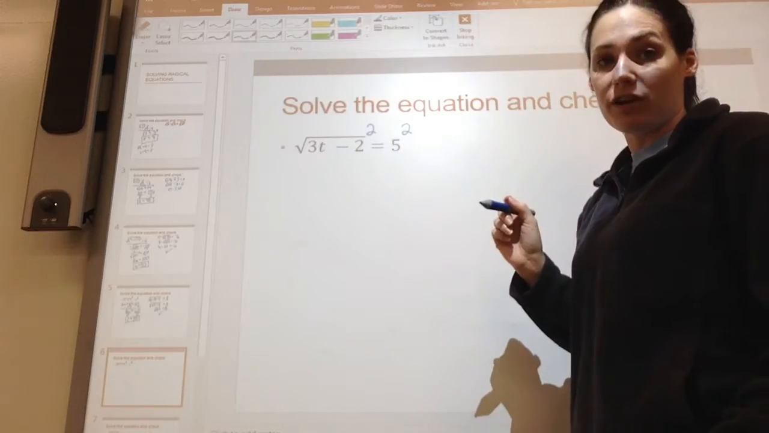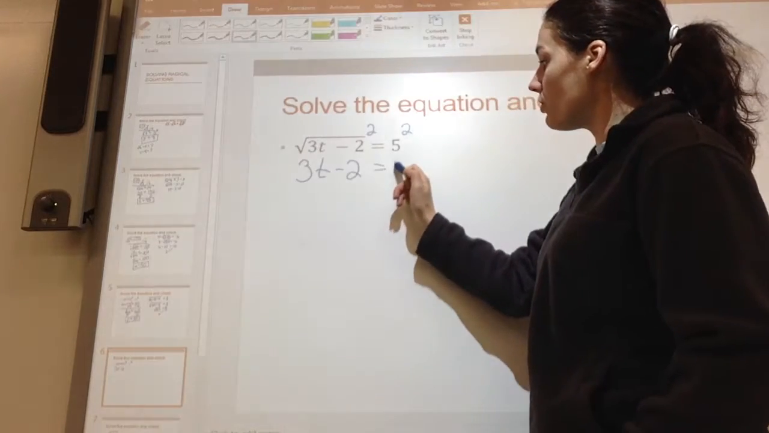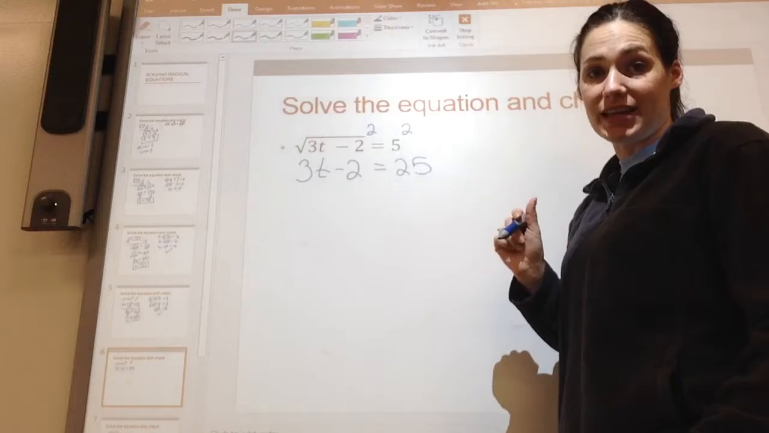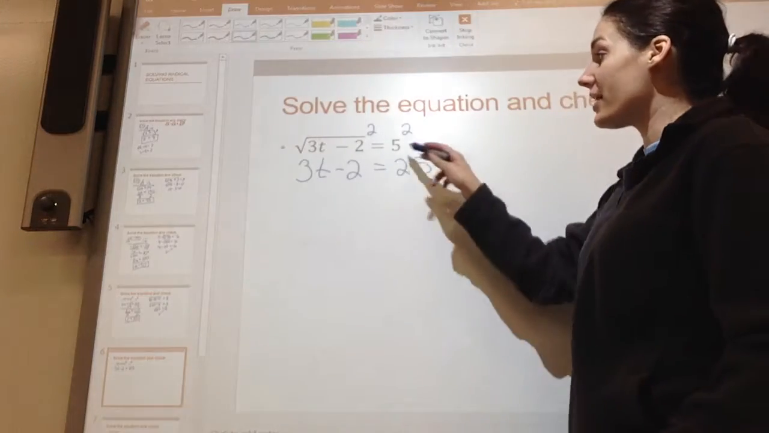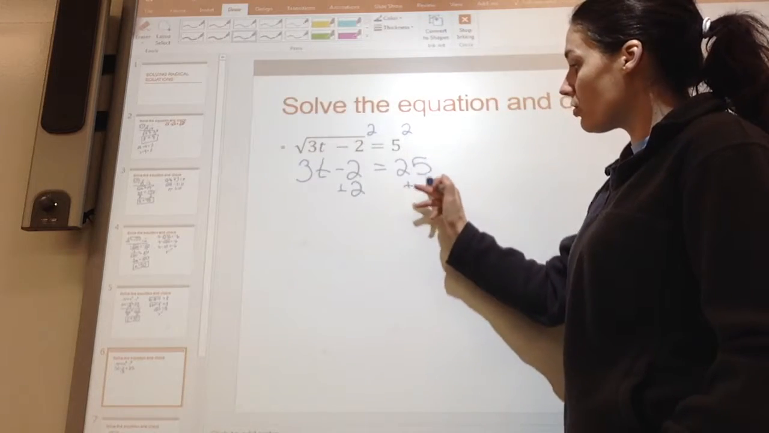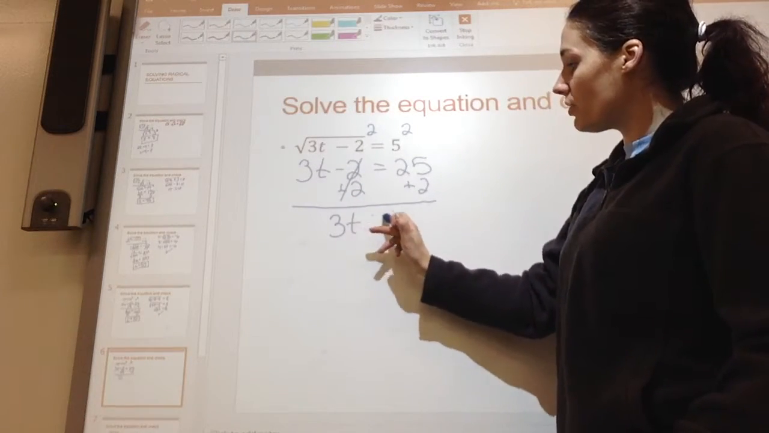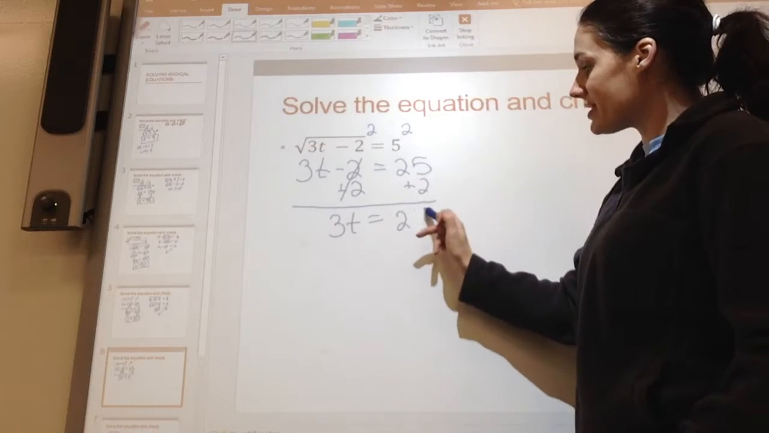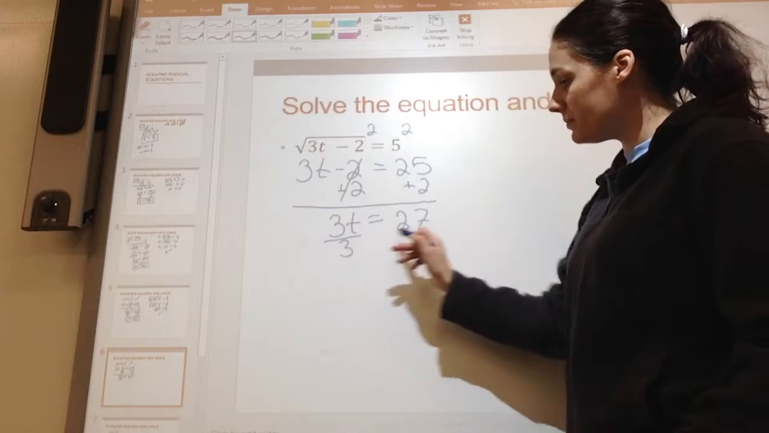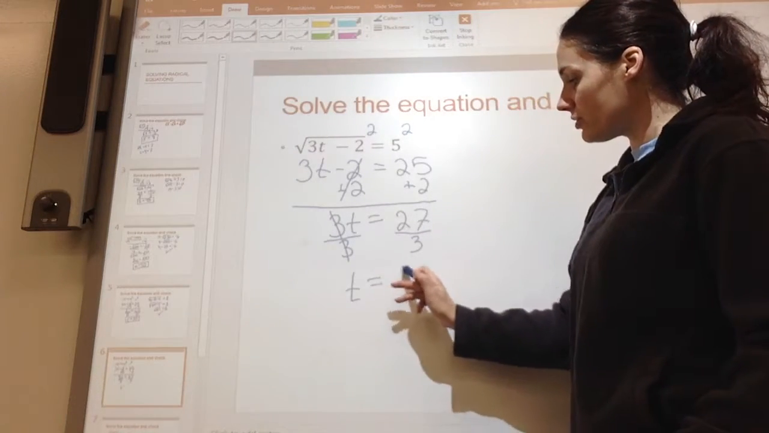So you should have squared it first. That would leave me with 3t minus 2 equals 25. Don't forget to square the 5. That's a common mistake, but you just leave 5. And that's not the case. It's 5 squared, so you should have 25. Solve the equation. So we're going to start by adding 2. 3t equals, now this is going to become 27. We still have a 3t, so divide by 3. And t equals 9.